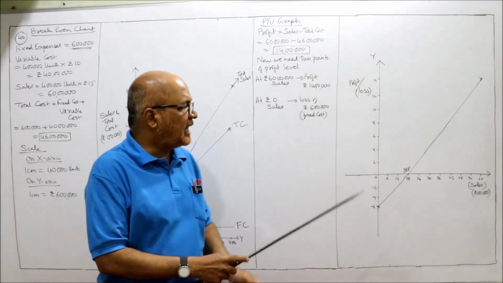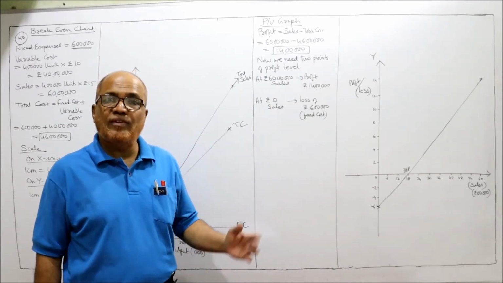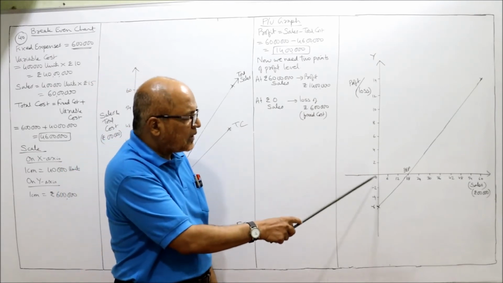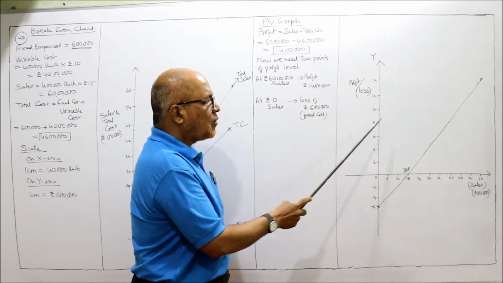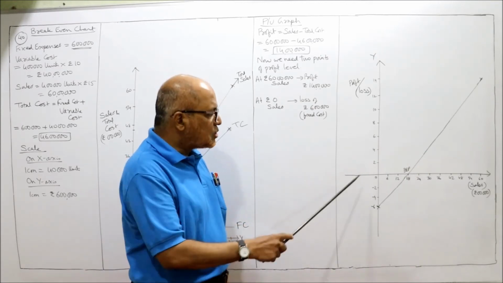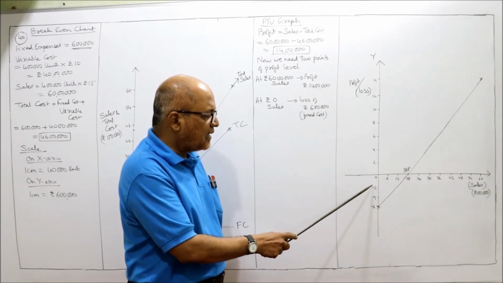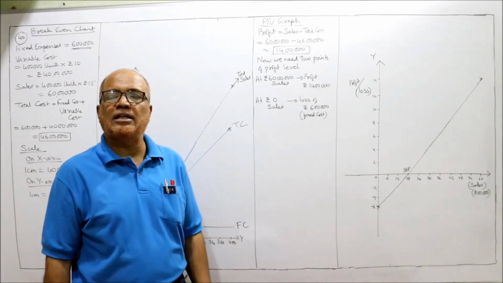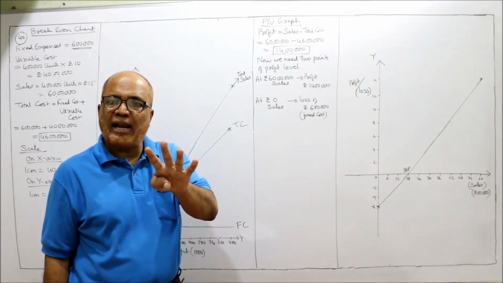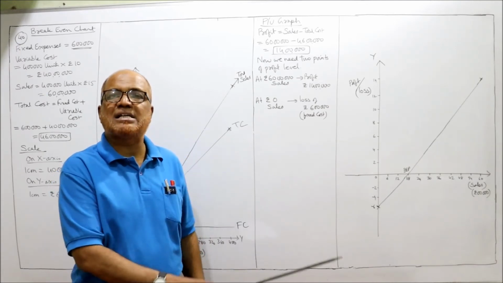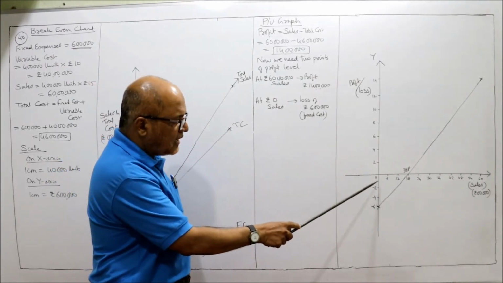But there is negative profit also. Negative profit means loss. So we are having a loss of 6 lakh. So downward, the fourth quadrant. In a graph paper, there are four quadrants: first quadrant, second quadrant, third quadrant, fourth quadrant. So in the fourth quadrant I am taking minus 2, minus 4, minus 6. Minus 2 means 2 lakh rupees loss, minus 4, 4 lakh rupees loss, minus 6, 6 lakh rupees loss. So I have extended downward.